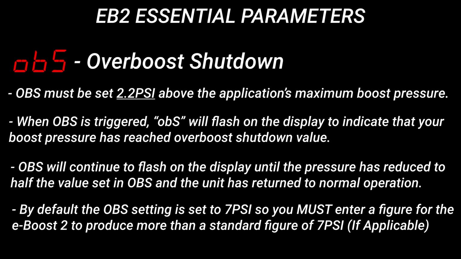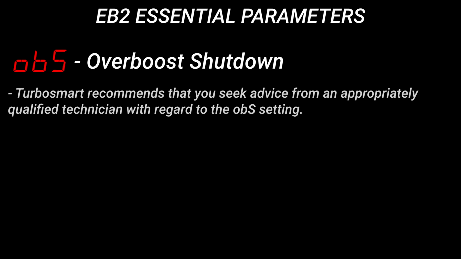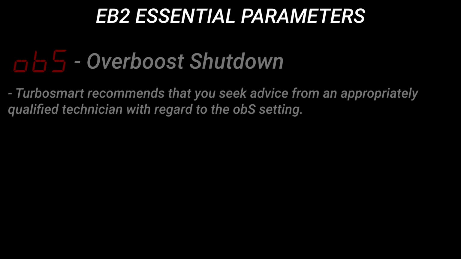By default, the OBS setting is set to 7 psi, so you must enter a figure in order for the E-Boost2 to produce more than a standard boost pressure of 7 psi. The purpose of this feature is to protect your engine against accidentally entering a boost set point value that is too high. Extreme care should be taken when setting this parameter. Turbosmart recommends that you seek advice from an appropriately qualified technician with regard to the OBS setting.